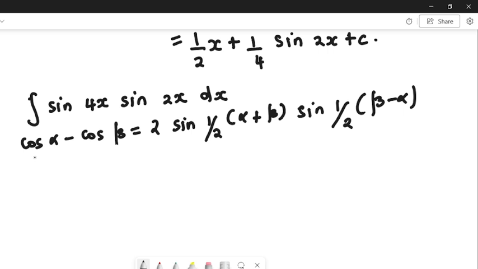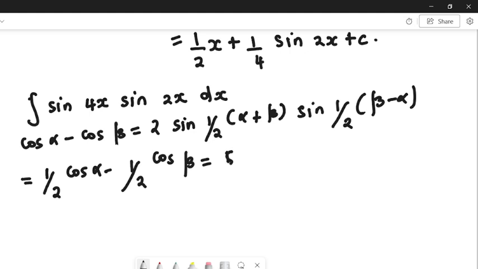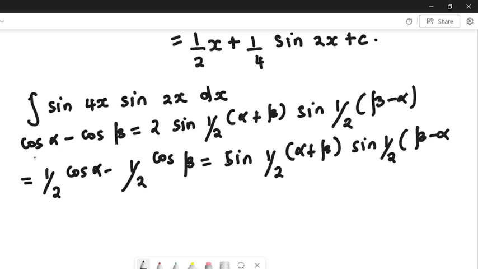So this means, and then we also have another function, a half cos alpha minus a half cos beta. So this, we are simply dividing both sides by 2. We're going to get sine of a half into alpha plus beta, and then sine of a half into beta minus alpha.